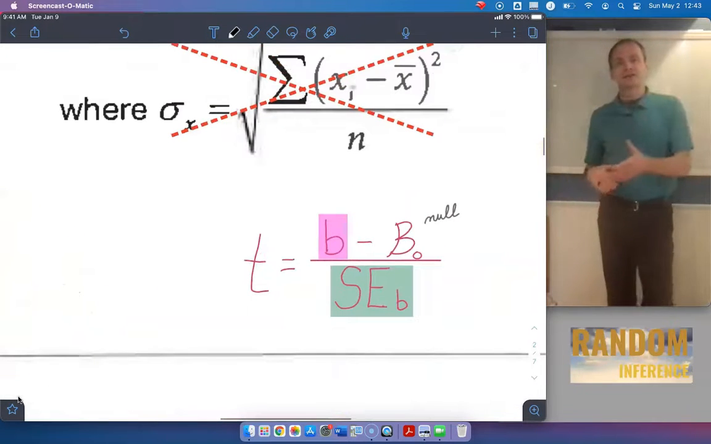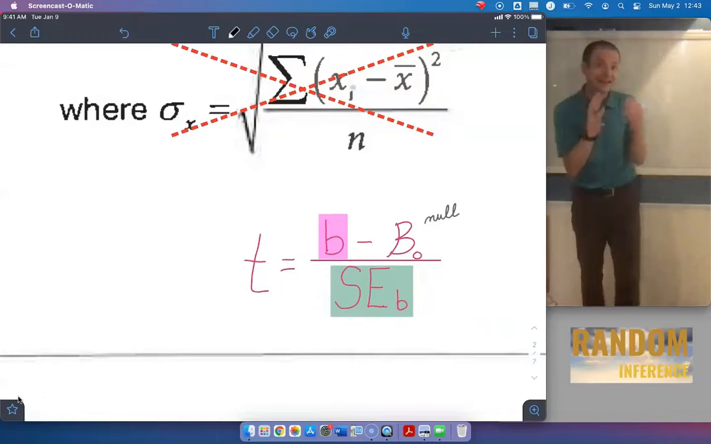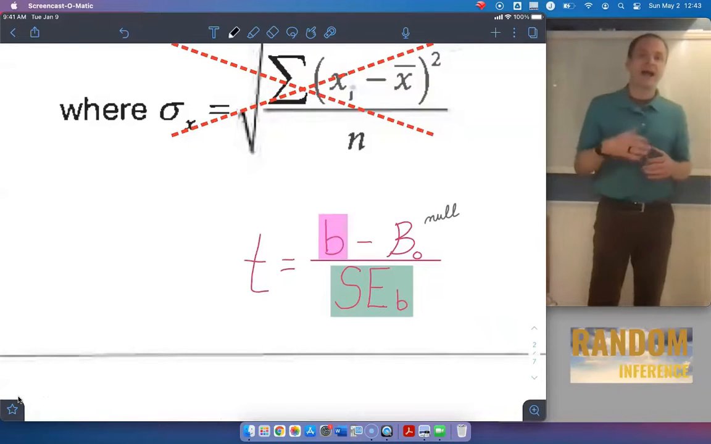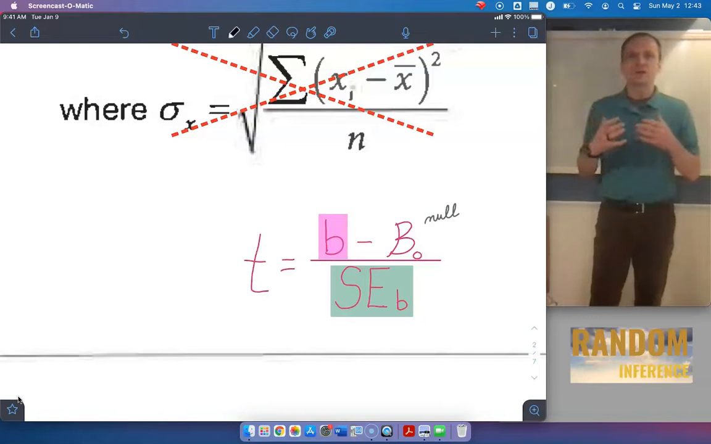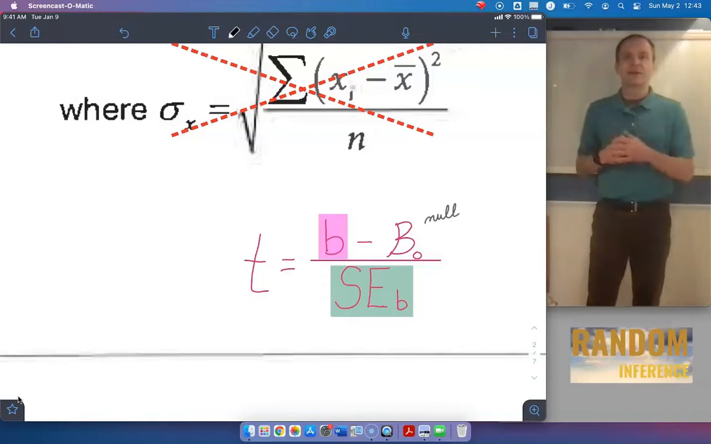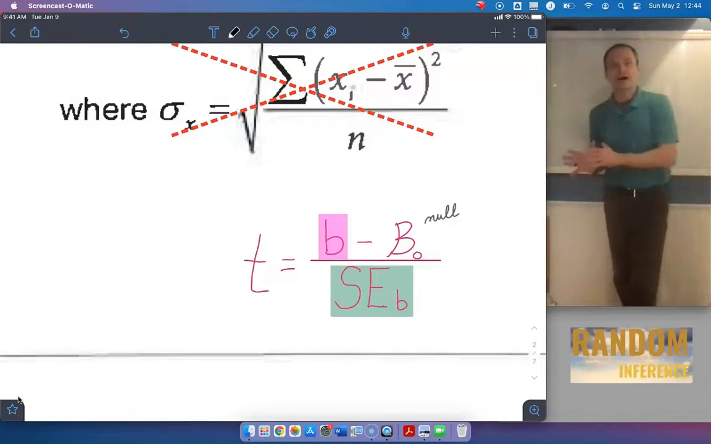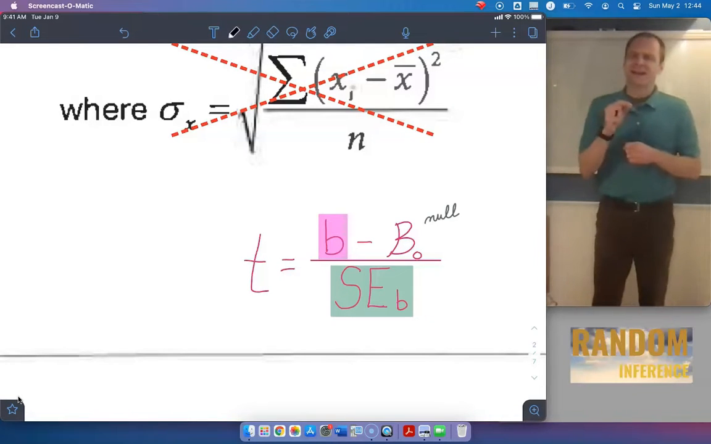If we're dealing with our statistic, in a significance test, we're going to have our t equals... wait a minute, why is it t? Go back and look at that. Do we know the population standard deviation? No. So we're going to use t, and then we have our statistic b minus the null slope. It could be 0, but it's going to be based off what your null hypothesis is for that statistic, over SE sub b.